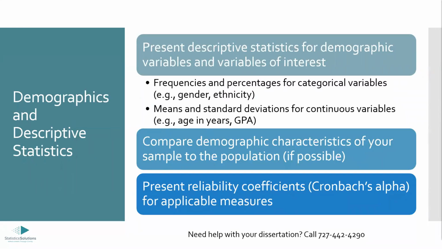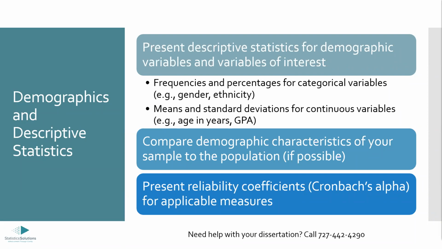Now let's talk about the demographics and the descriptive statistics. So after you go over your data collection and establish your final sample size and how you arrived at that, next you typically describe your sample. This can include demographic information on any demographic variables that you collected from your participants, and also descriptive statistics on the other variables of interest in your study. So things like your independent variables, your dependent variables, covariates, and other variables like that.